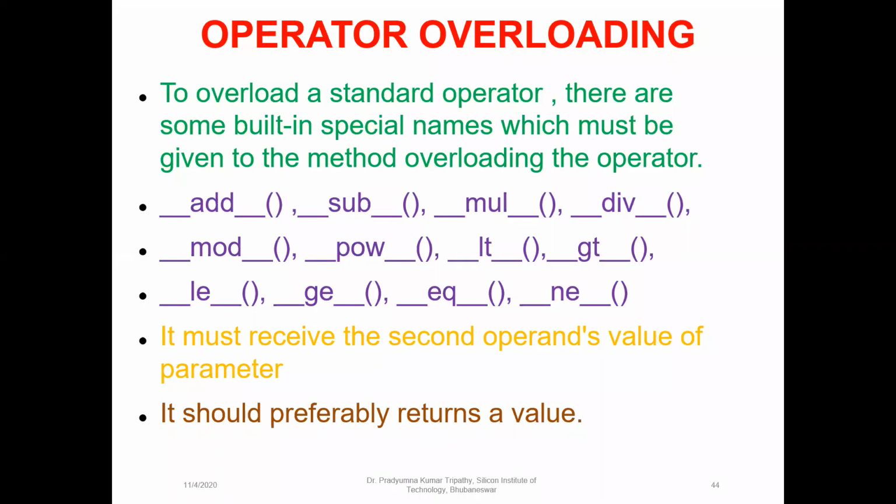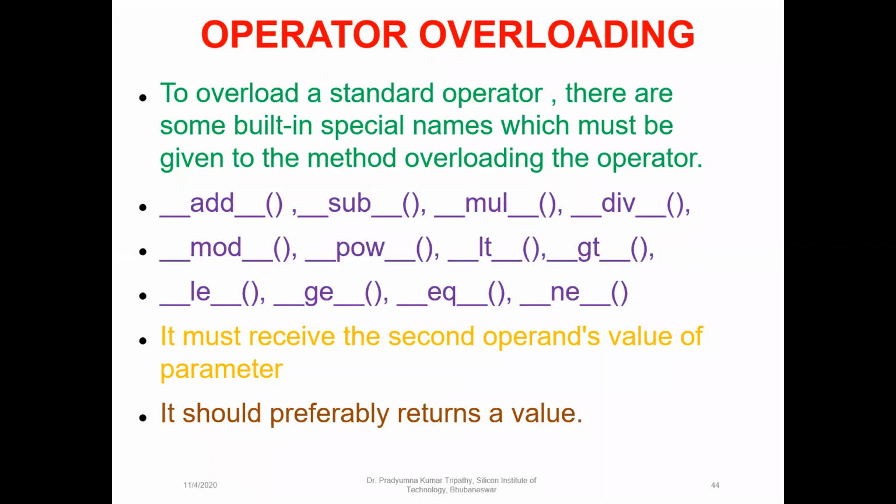But here the operator overloading is very simple actually. Here in Python, operator overloading is very simple. The set of operators which can be overloaded is already predefined. To overload a standard operator, there are some built-in special names which must be given to the method overloading the operator. Try to understand. Here it says some of the standard operators can be overloaded. It is not saying that every operator can be, like in C++ where, except some four operators, the rest can be overloaded. It is not like that.